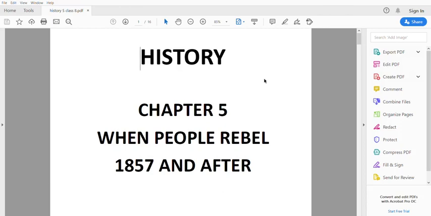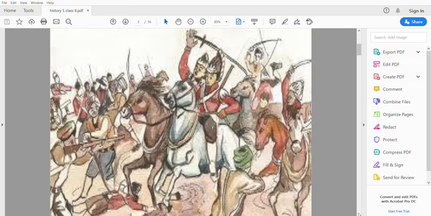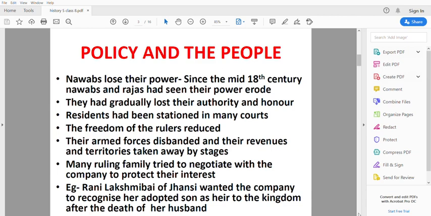I welcome you all to learn about chapter 5 of history, When People Rebel, that is, the year 1857 and what happened after 1857. In 1857, a great revolt took place in India, which is also popularly known as the Revolt of 1857.